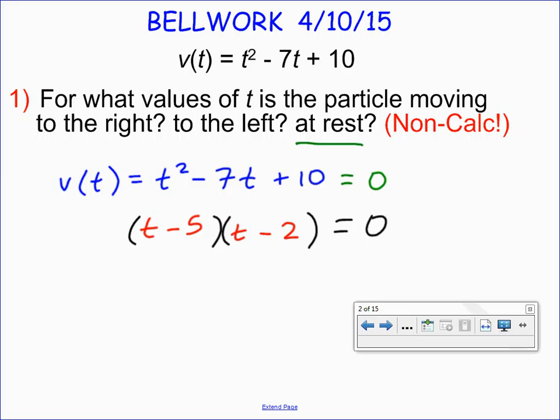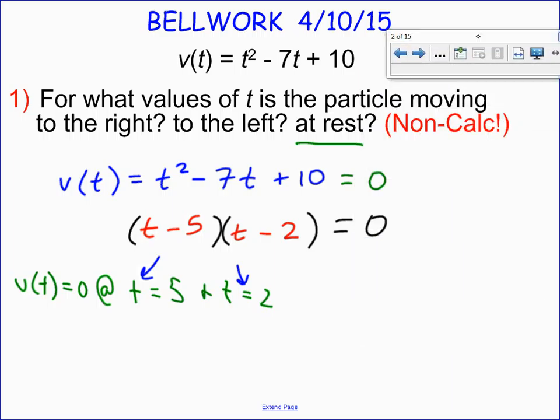Right here, we have the same factorization as Joel. Nice job. Set each individual factor equal to 0 and solve separately. So it looks like the particle is at rest at t equals 5 and t equals 2. Awesome. Let's go ahead and make a velocity number line. We'll label it as such, just like we labeled our y prime or y double prime number lines in the past. So we'll make our v of t number line.